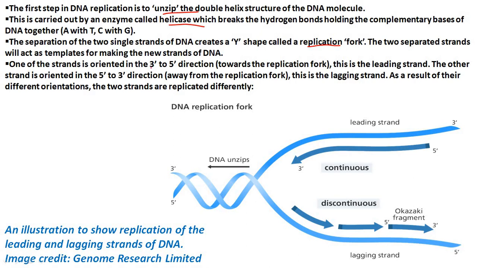One of the strands is oriented in the 3' to 5' direction towards the replication fork. This is the leading strand, and the other strand is oriented in the 5' to 3' direction away from the replication fork, and this is the lagging strand. As a result of the different orientations, the two strands are replicated differently. This is an illustration to show the replication of the leading and lagging strands of the DNA, as you can see in the figure. The synthesis of DNA in prokaryotes and eukaryotes occurs by an essentially similar mechanism. The difference lies only in the involvement of the enzymes in the two systems, and the DNA replication starts at a single point known as the origin of replication.